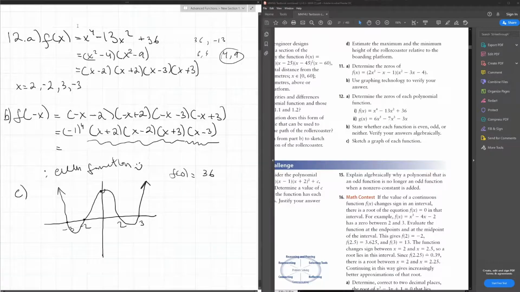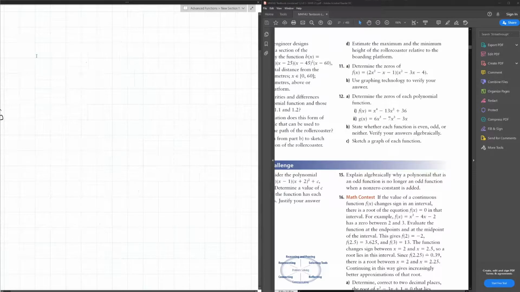Now let's do part 2, and we're done for today. So what do we have? We have g of x equals 6x to the power 5 minus 7x to the power 3 minus 3x. Let's do that now. We have that.